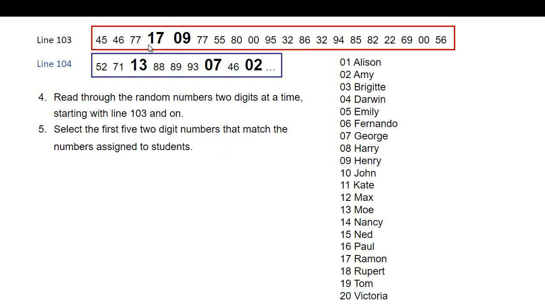As we read through, 17 is the first number I find which is associated with one of the individuals here. So Ramon is 17, and we pick Ramon in our sample. The next number is 09, which matches one of the labels. 09 is Henry, so we pick Henry in the sample. Then we keep reading, and we don't see any matching labels until we get to 13, and 13 is Mo, and then 07 and 02. 07 is George and 02 is Amy. So our sample will contain Amy, George, Henry, Mo, and Ramon.